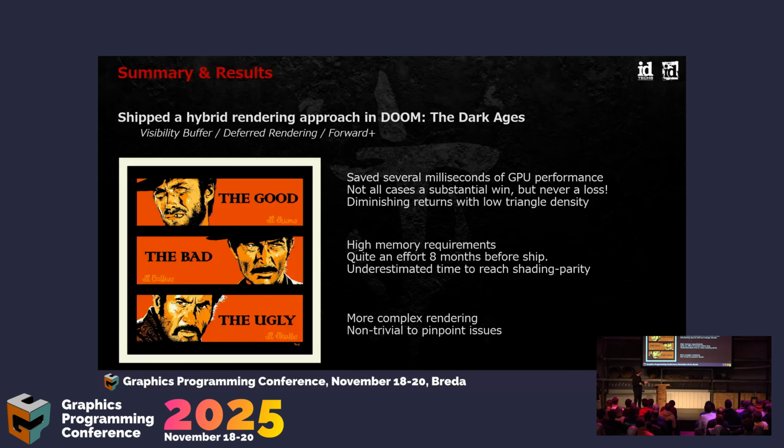And the ugly part is we have much more complex rendering, so we basically ship 2 different versions of the rendering, which works nicely together. But if you need to find a bug, it became more complicated to pinpoint the issue, because it could be a bug in the forward rendering or a bug in the deferred rendering. The deferred rendering setup is quite a bit more complex than a straightforward forward approach.